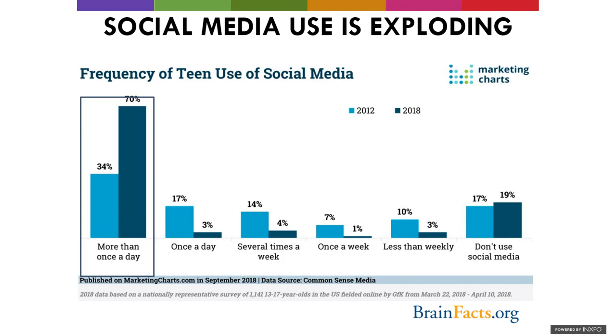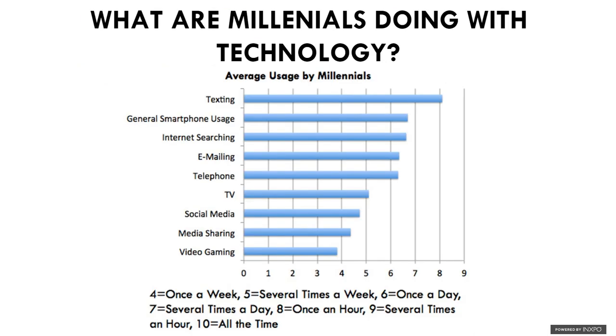That same survey showed that social media is also exploding among teens. In 2012, only 34% of the teens said that they check social media more than once a day, and now in 2018, 70%, that's 70% of them, check their social media more than once a day. That's awesome. And we find research from our college students that they have an active presence on at least 6 social media sites, which is, as I call it, a large social obligation to juggle.